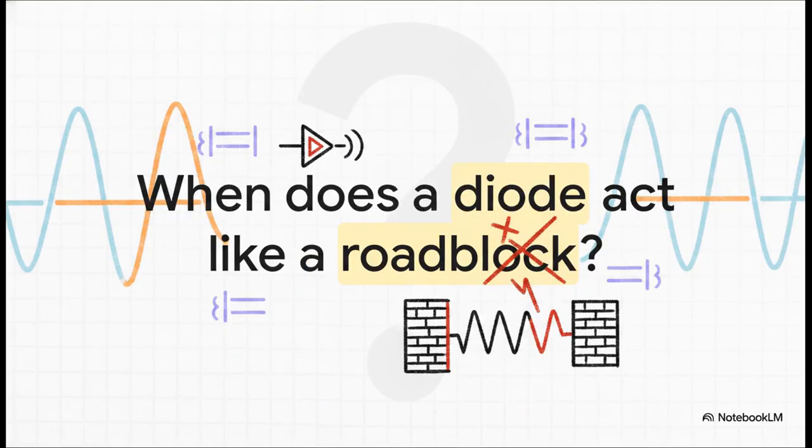Which leaves us with a really fascinating question to wrap things up. If high frequencies naturally amplify the chaotic effects of these internal parasitic capacitances, at what exact frequency limit does a standard diode stop being a helpful clean switch and start acting like an impassable roadblock to your signal? It's a huge engineering problem, and it's the exact reason why specialized high-speed diodes exist today.